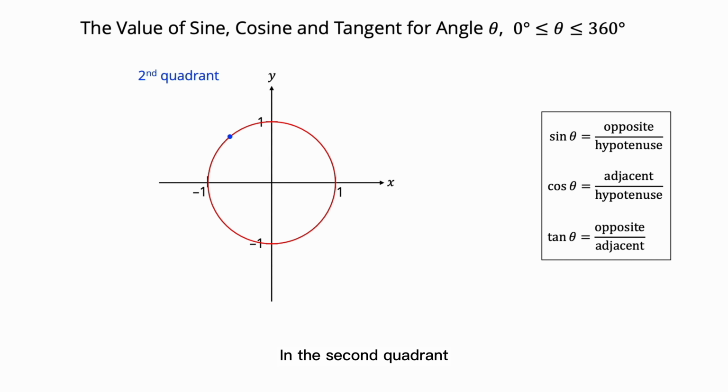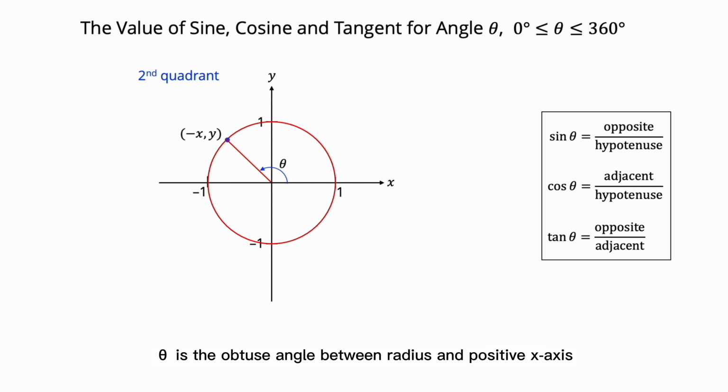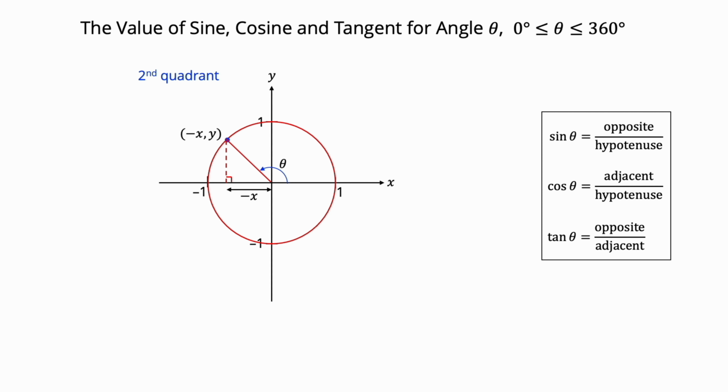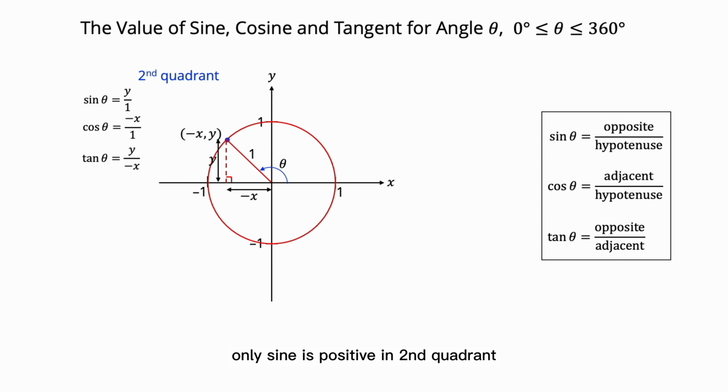In the second quadrant, the x-coordinate is negative, but the y-coordinate is positive. Theta is the obtuse angle between radius and positive x-axis. A right triangle with negative x values on horizontal lines, positive y values on vertical lines, and a radius of 1. Sine theta equals to y over 1. Cos theta equals to minus x over 1. And tangent theta equals to y over minus x. Only sine is positive in second quadrant.